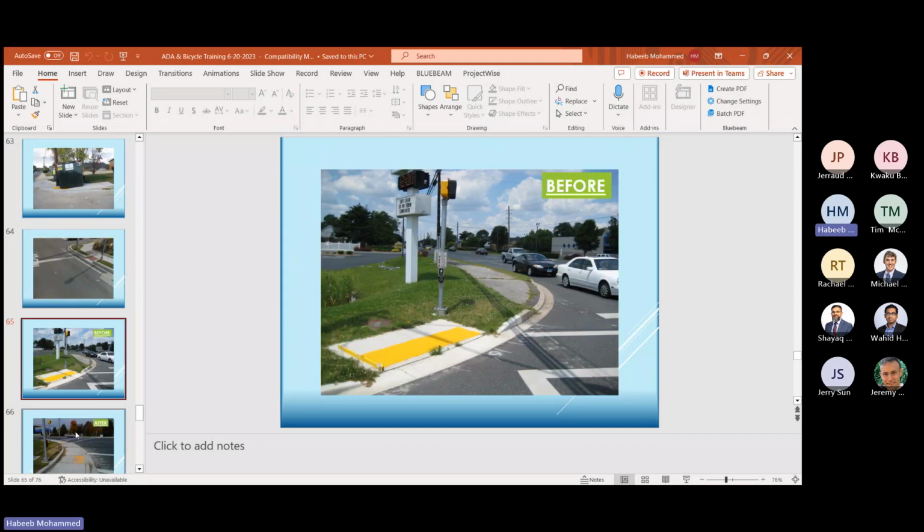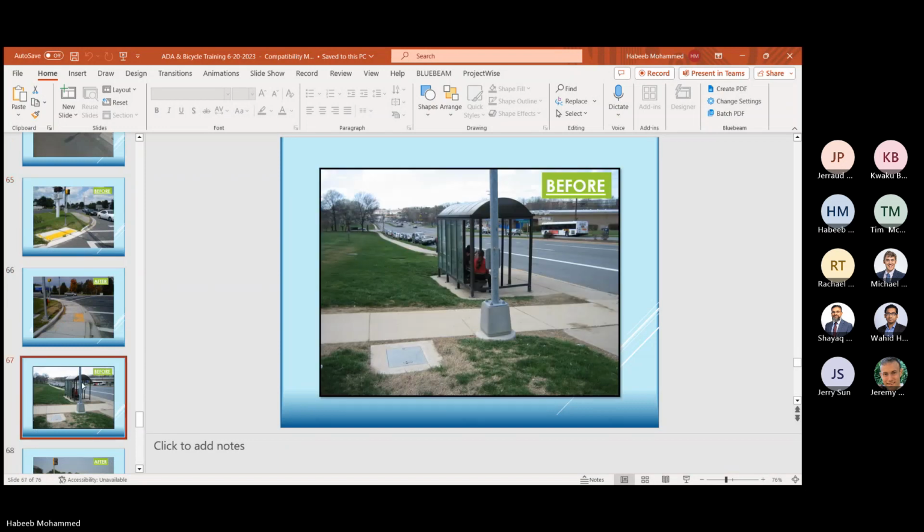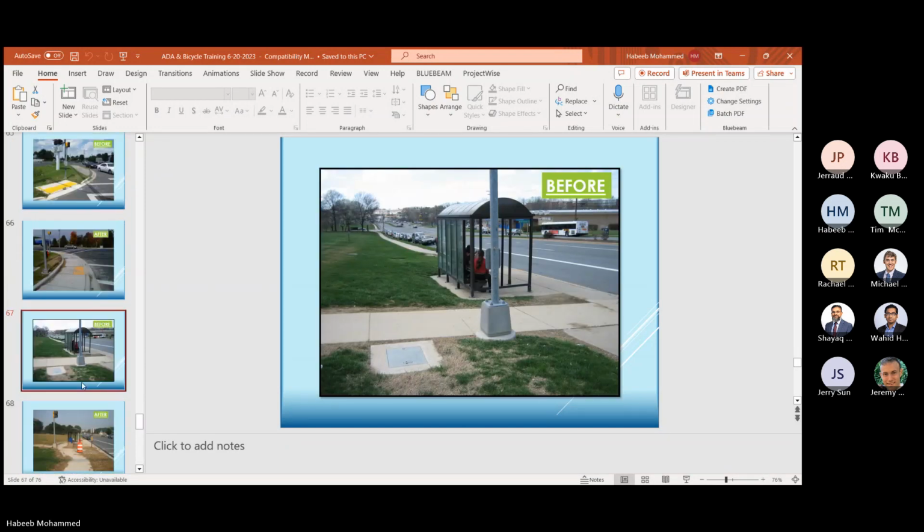How about this one? It's the same thing. I mean, sometimes they do it because the client asks you to do something for future purposes. Otherwise, you don't need a ramp here, you know. Same thing here, right?